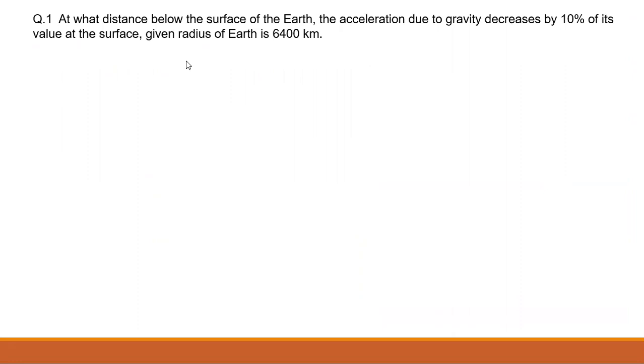At what distance below the surface of the earth does acceleration due to gravity decrease by 10% of its value at the surface? The radius of the earth is given as 6,400 kilometers. So we want to find out at what distance acceleration due to gravity decreases by 10%. That is given.